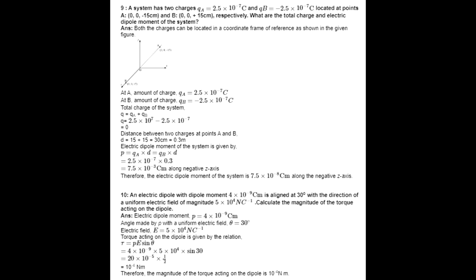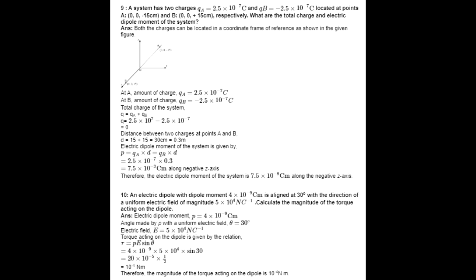because the dipole moment is from negative to positive charge. Okay, so you can see the negative charge is at plus 15 centimeter, and the positive charge is at minus 15 centimeter. So the direction will be from positive to negative. So the direction of the dipole moment is the negative z-axis.